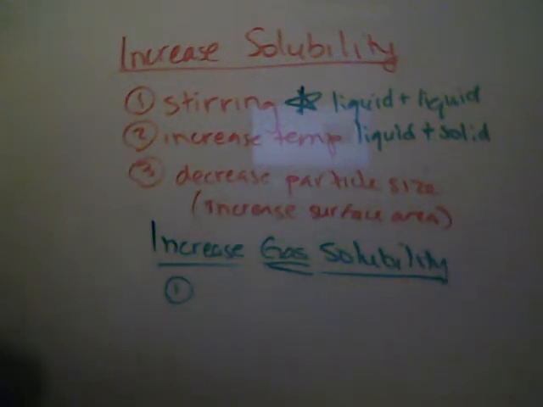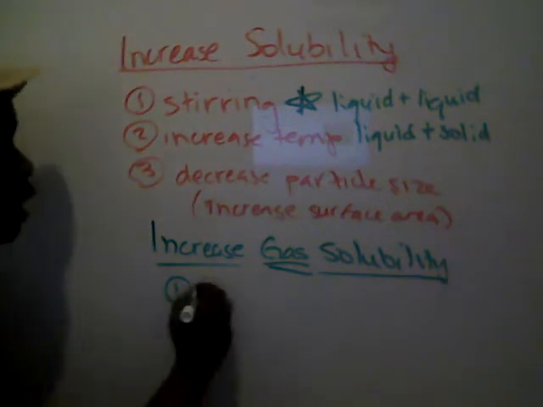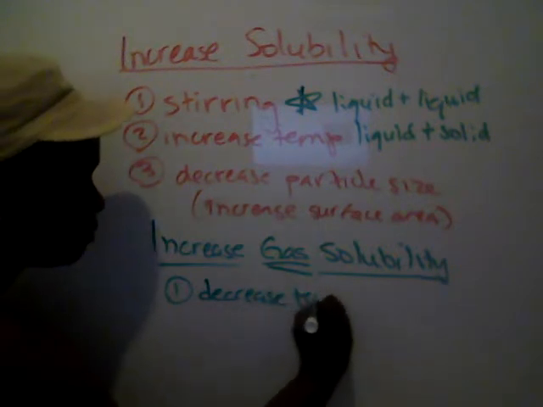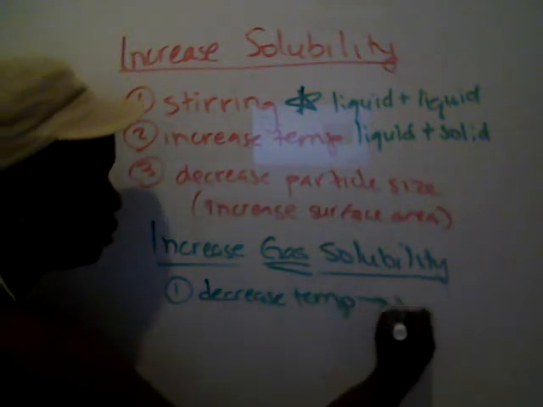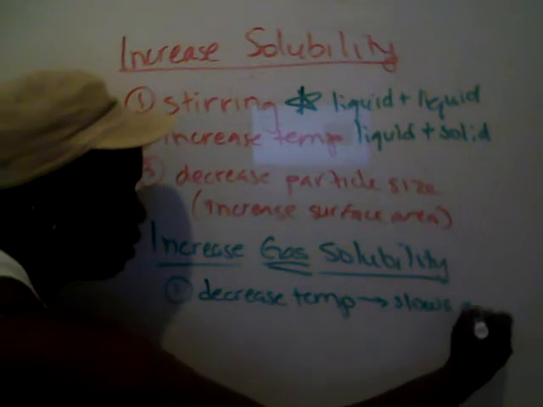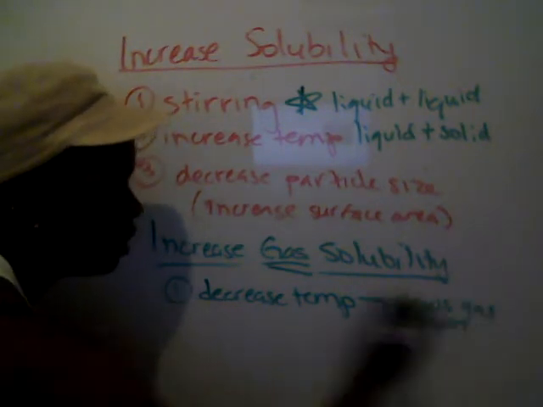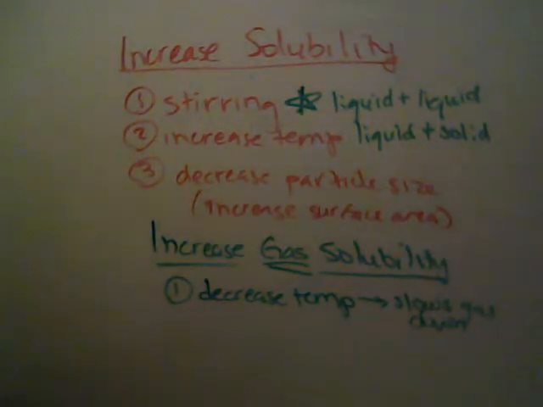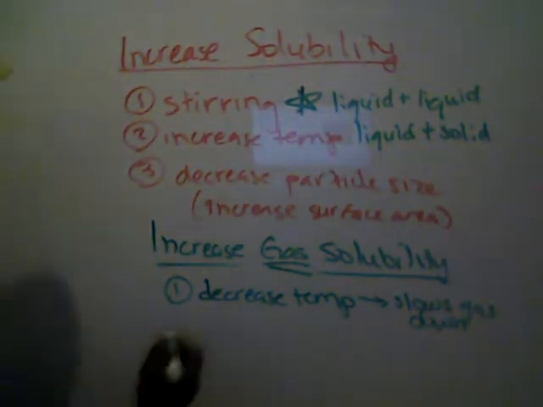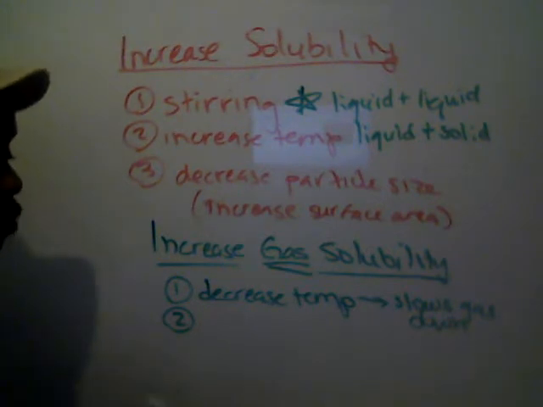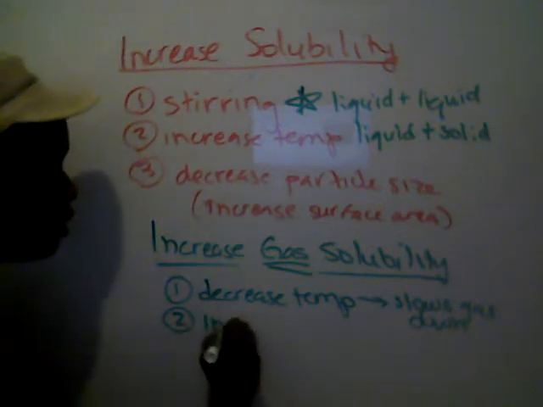So the first thing we want to do, if we want to allow a gas to dissolve or mix in a liquid, we want to decrease the temperature. We want to slow the gas down. So decreasing the temperature, this slows the gas down. Now, the slower that we can get the gas, the more likely we can get it to mix inside of a liquid. Okay. The second thing that we must do in order to get a gas to dissolve or go into a liquid is we have to increase the pressure.